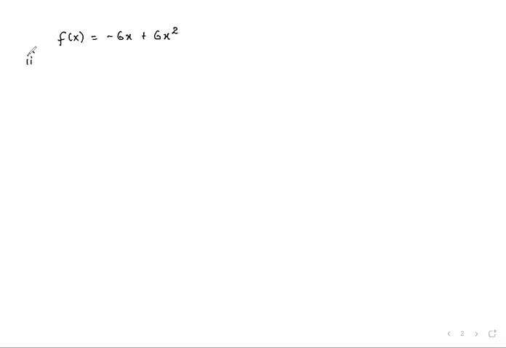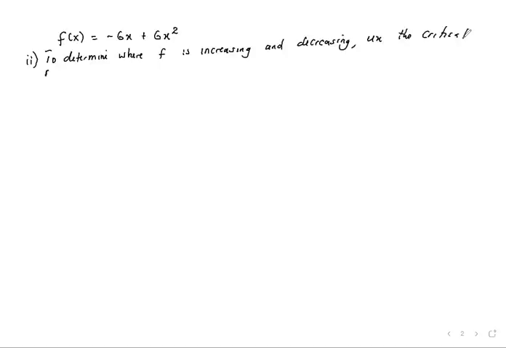To determine where f is increasing and decreasing, use the critical numbers together with f prime of x to form a testing table.